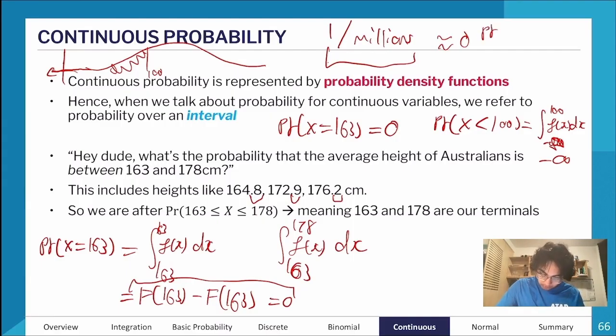If you're doing the probability that x is greater than 100, I'd recommend using infinity as your upper bound, and 100, right? So the integral of f of x dx from 100 to infinity, because 100 is your lower bound. Okay, hopefully that makes some sense.